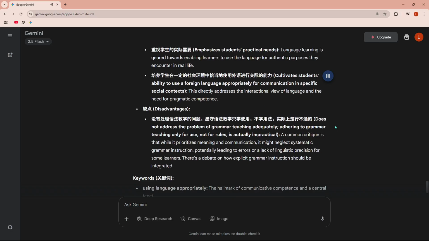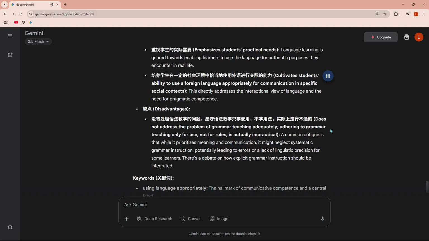K. Dian. Disadvantages. Mei Yu Chu Li Yu Fa Jiao Shui De Wen Ti, does not address the problem of grammar teaching adequately. Adhering to grammar teaching only for use, not for rules, is actually impractical.